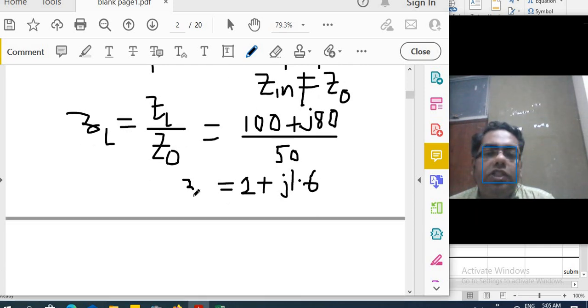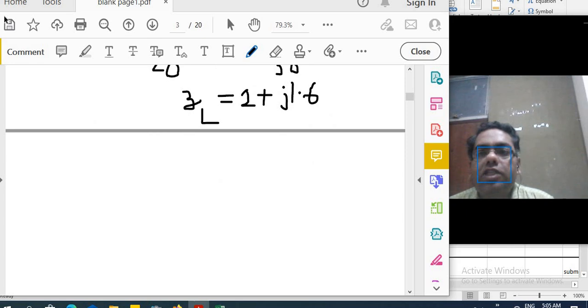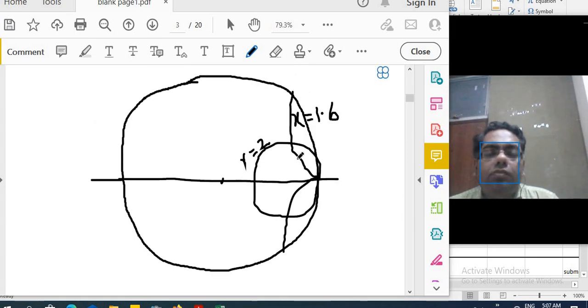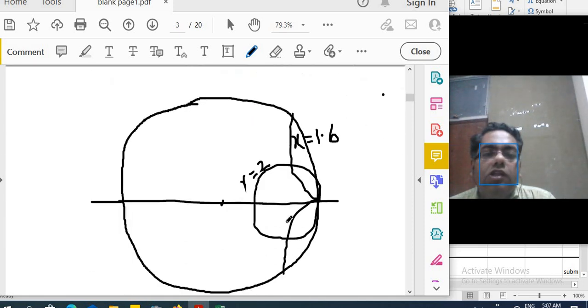Now this small zl we can plot on the Smith chart. On the Smith chart, we got small zl equal to 2 plus j1.6. So this 2 is small r, and 1.6 is small x. So r equal to 2 circle, small r is, say, this.